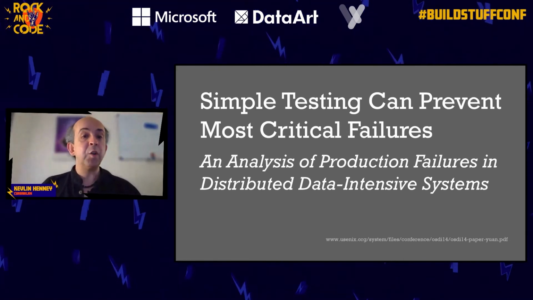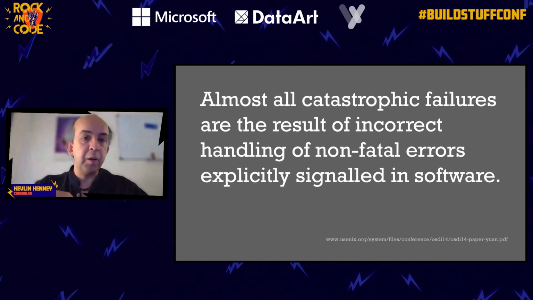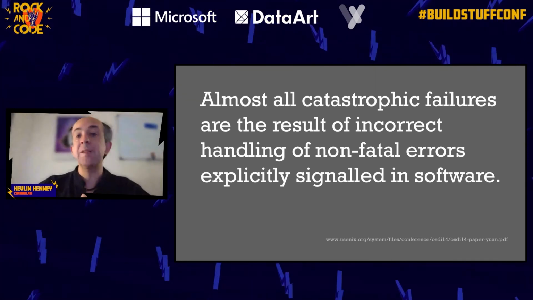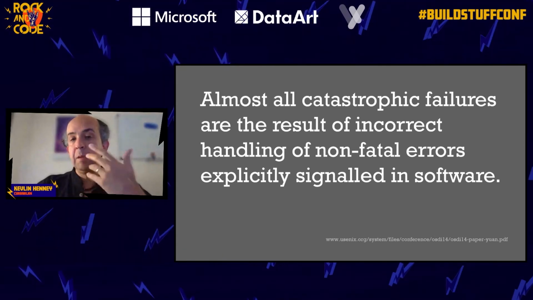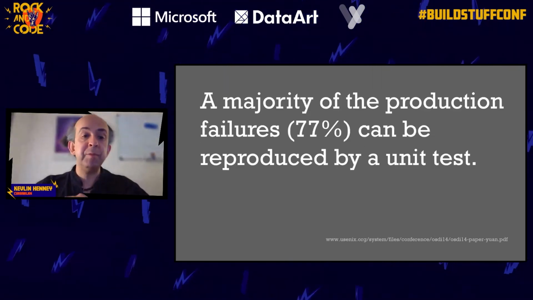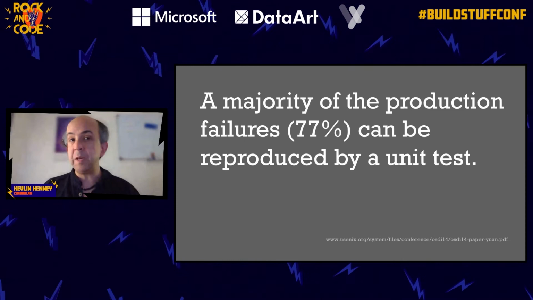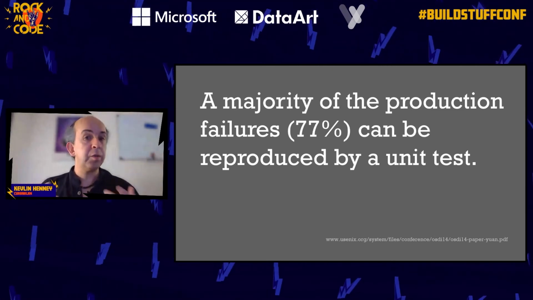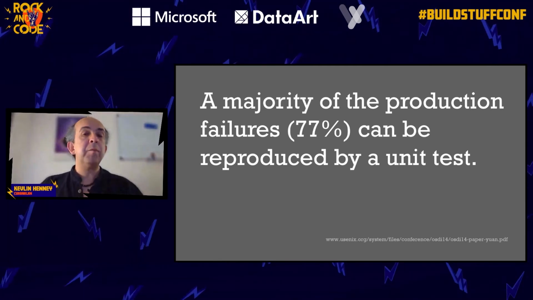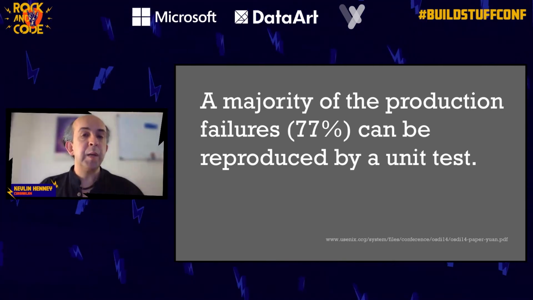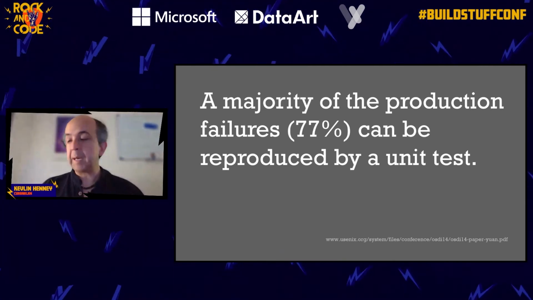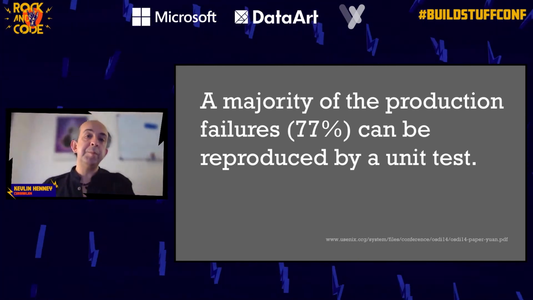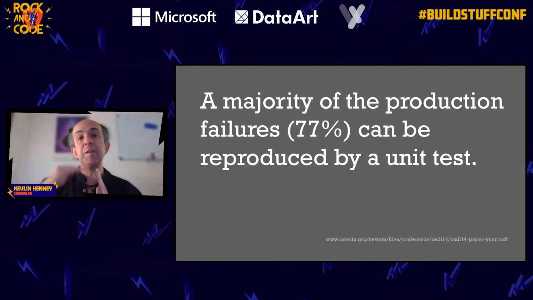The observation that almost all catastrophic failures are the result of incorrect handling of non-fatal errors explicitly signaled in the software. So the majority of the production failures can be reproduced by a unit test. That's about 3/4 of them. So whenever we say, oh, well, we can't unit test everything, it's true. But we can reproduce most of the problems we encounter. And the benefit of doing so is, we cannot always do it in advance. But when we have found something, we should be putting this one in to reduce the risk in subsequent releases.